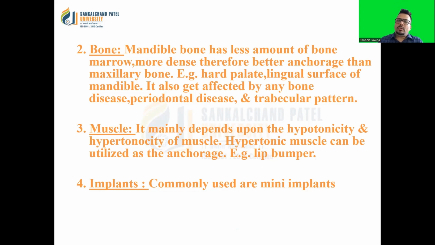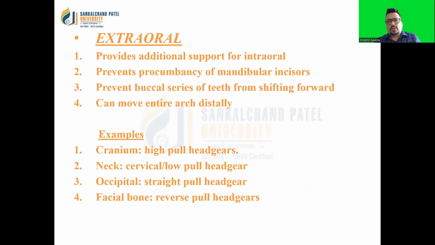Now coming to the last one, that is the implants, which are commonly called mini implants, which are very common nowadays. That is the temporary skeletal anchorage device. This provides the best anchorage. Now coming to the extraoral sources, now we have finished the intraoral sources. So extraoral sources provide additional support for the intraoral source, prevent the procumbency of the mandibular incisors, prevent the buccal series of teeth from shifting forward, and they can move the entire arch distally.